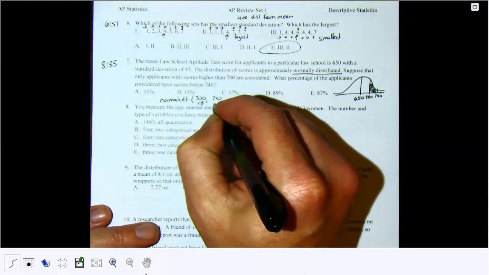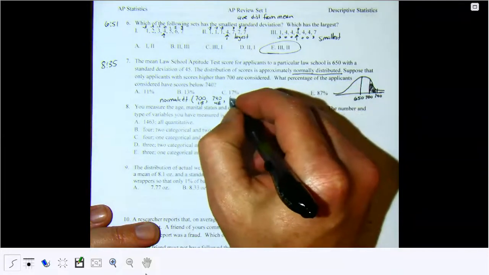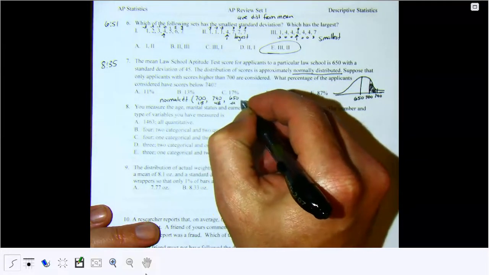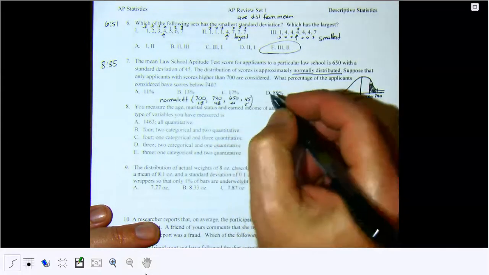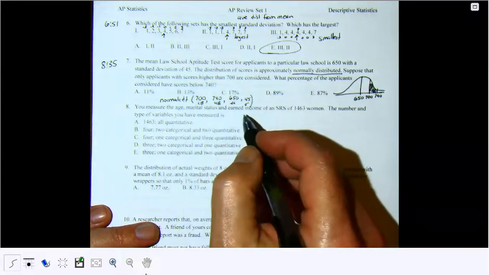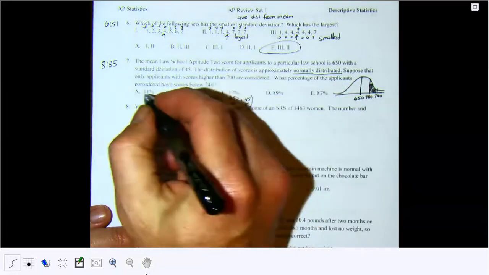740 is going to be my upper boundary. That means what we're going to put in there is 650, and then we're going to have a standard deviation of 45. So remember, if we're doing this, we have to include our calculator speak. It's going to be a free response question. Anyway, if we went to our calculator and did that, this is going to roll in at 11%.